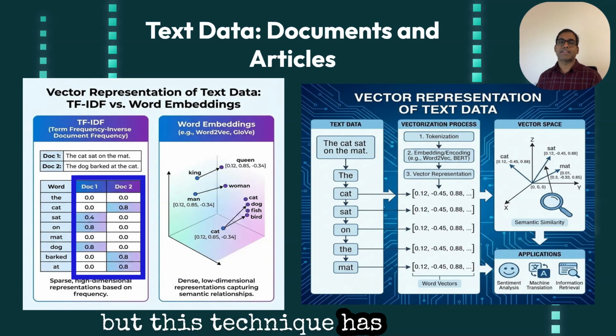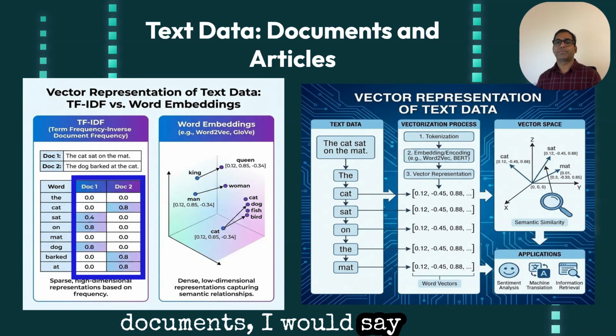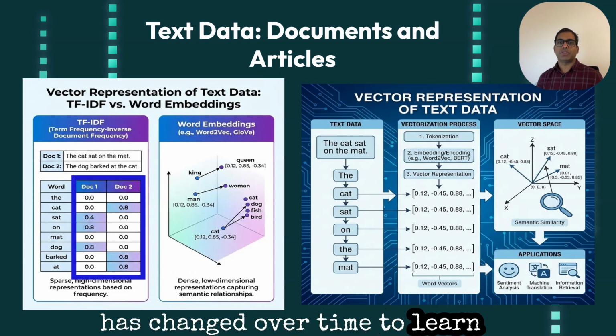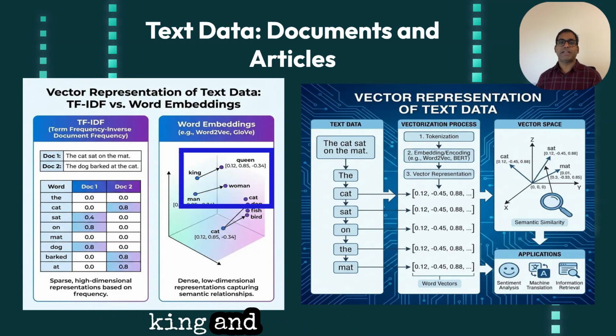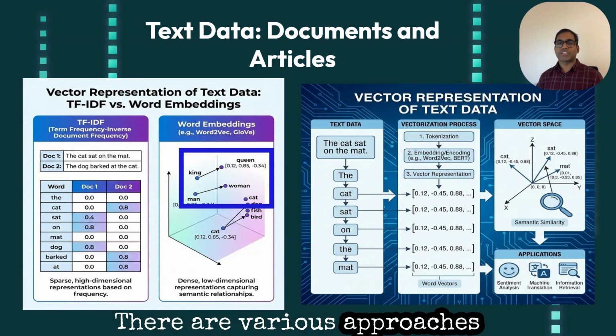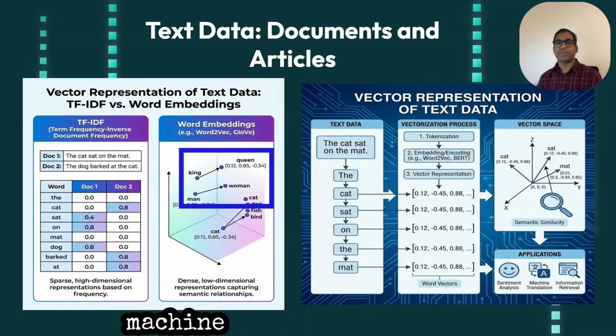But this technique has its own issues due to few words from a vocabulary for short documents. This is called sparse representation of short documents, I would say. This has changed over time to learn semantic vectors for words that measure the meaning of the words. For example, king and queen have the same distance as man and woman when they are represented in word embeddings. There are various approaches for word embeddings and they have been popularly used in text data for many machine learning problems.